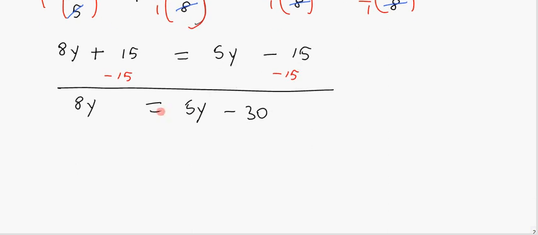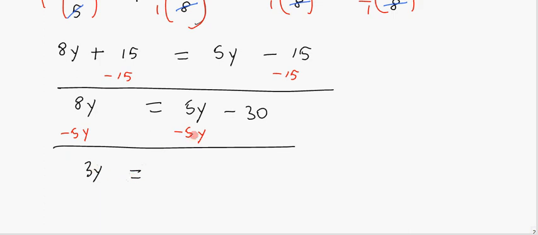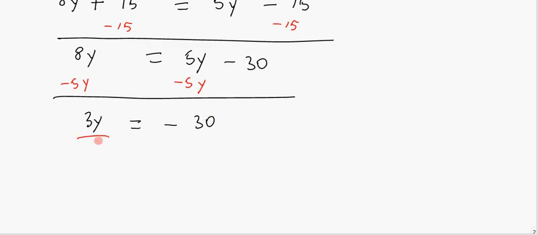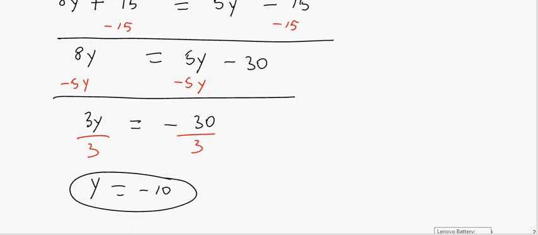Now I'm going to move the 5y to the left by subtracting 5y from both sides. So 8y minus 5y is 3y. 5y's cancel, is equal to a negative 30. And divide both sides by 3. So that leaves us with y is equal to negative 30 divided by 3 is a negative 10. So the solution is y is equal to a negative 10.